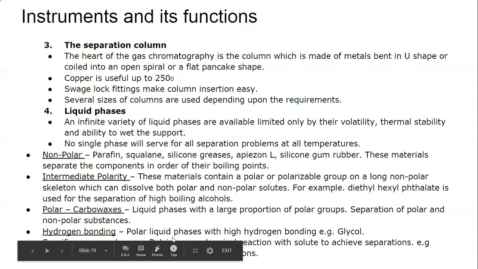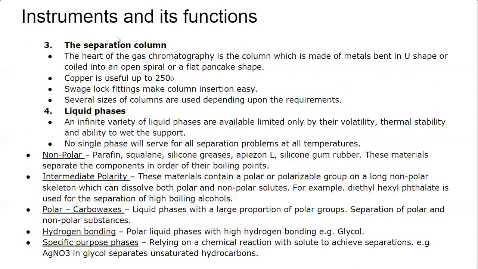Hydrogen bonding: polar liquid phases with high hydrogen bonding, for example glycerol. Glycerol, due to having hydroxy groups, facilitates the formation of hydrogen bonding between the components and our stationary phase. That is a thin film layer of liquid. And next, the specific purpose phases, relying on a chemical reaction with the solute to achieve the separation. Example: silver nitrate in glycerol separates the unsaturated hydrocarbons. So these are the variety of liquid phases available for us to incorporate in a column.